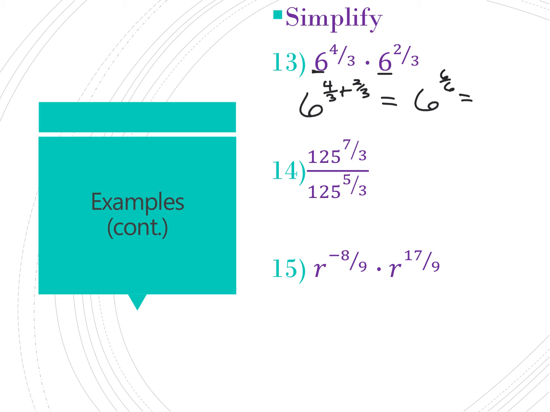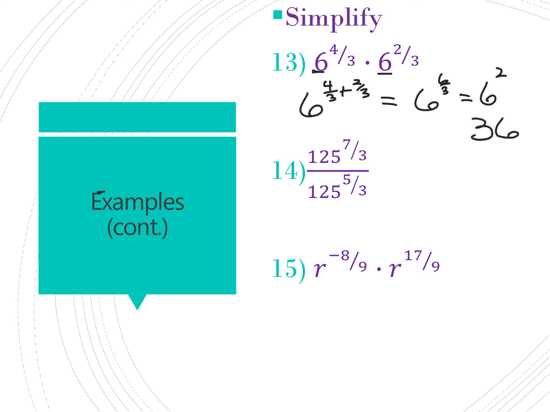I'm sorry, 6 over 3, sorry. I don't add those denominators. Let me fix that. So this becomes 6 over 3, which becomes 6 squared. 6 divided by 3 is 2. So this answer is 36. So you just add the numerator, keep the denominator, and then 6 divided by 3 is 2.